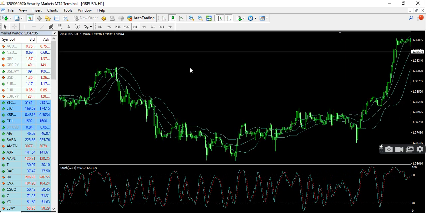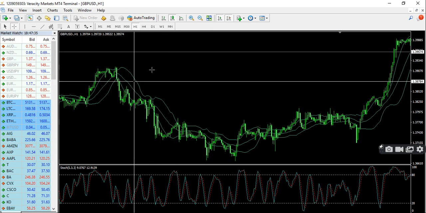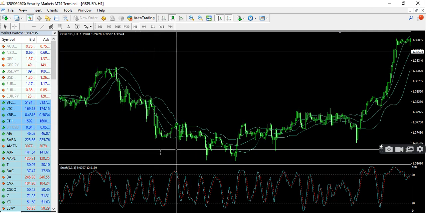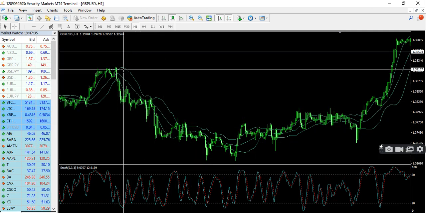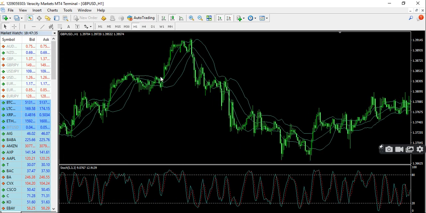So guys, using this stochastic and Bollinger Band, what we do is, as you can see here, you have to always look for points where the market broke this Bollinger Band, where it's above and where it's below. That's where you're going to look for. That's where your entries are.